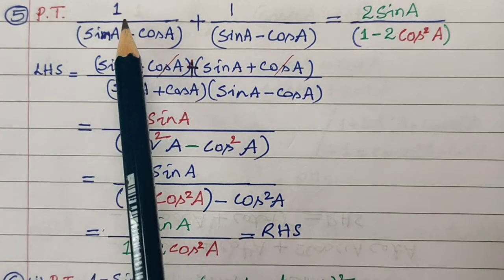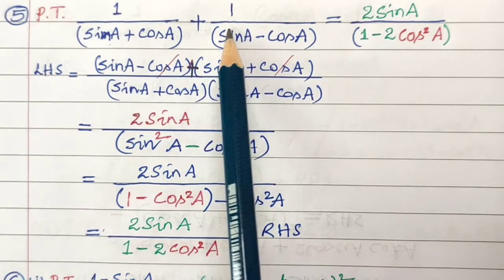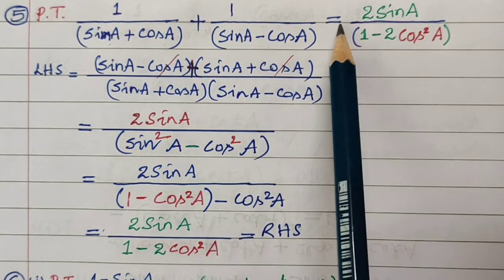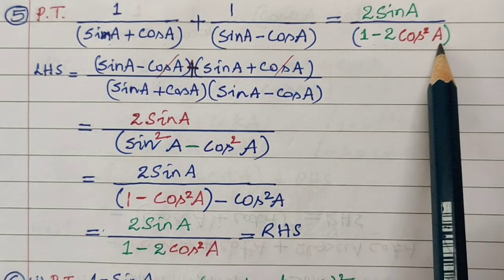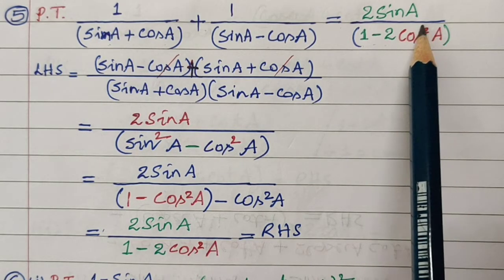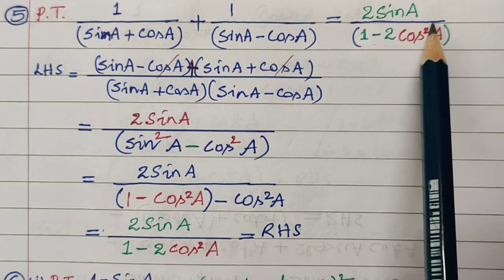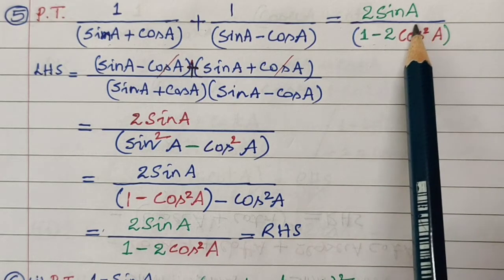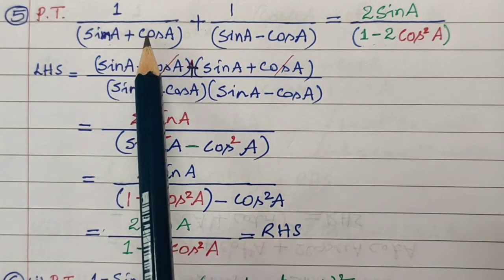Now, 1 divided by sin A plus cos A plus 1 divided by sin A minus cos A is equal to 2 sin A divided by 1 minus 2 cos square A. So we need in the denominator cos square A, in the numerator sin A. So this is very important. Whatever we get, it should be in the form of cos square A. So come to the LHS.